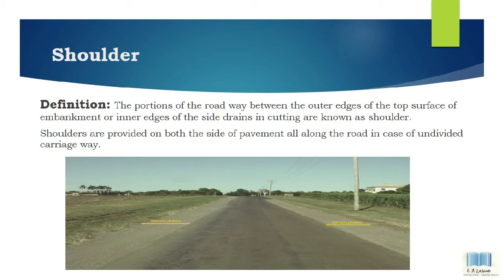From this picture we can see this is the shoulder. This portion is called shoulder. Shoulder is provided on both sides of the road. Shoulders are used or act as service lanes.